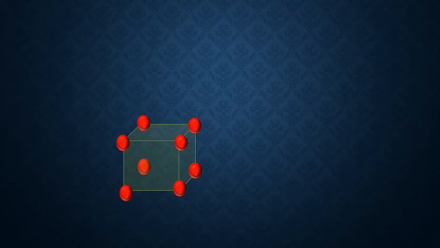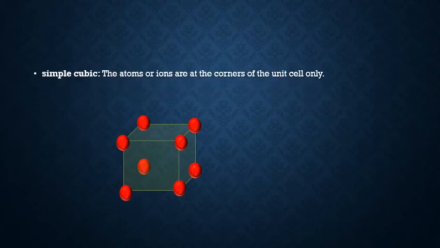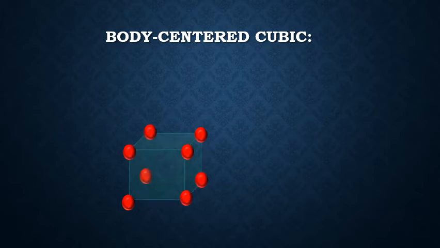Simple cubic. In simple cubic, the atoms or ions are at the corners of the unit cell only. Body-centered cubic. In body-centered cubic, there is one atom, or ion, in the center of the unit cell, in addition to the corner atoms, or ions.